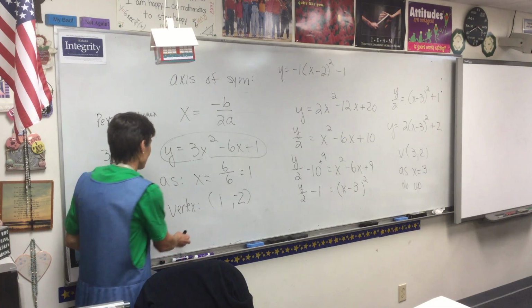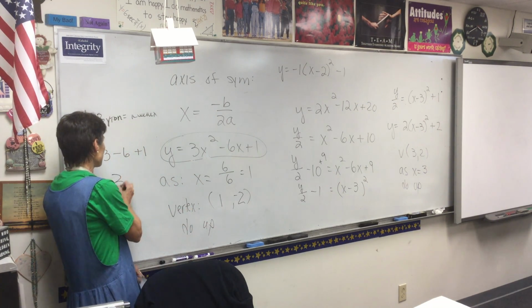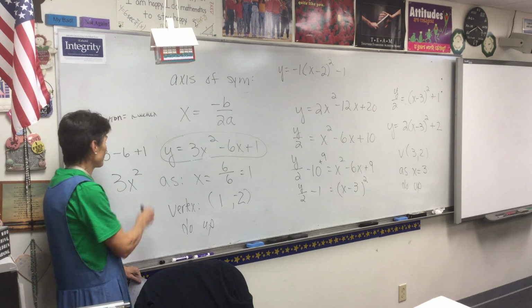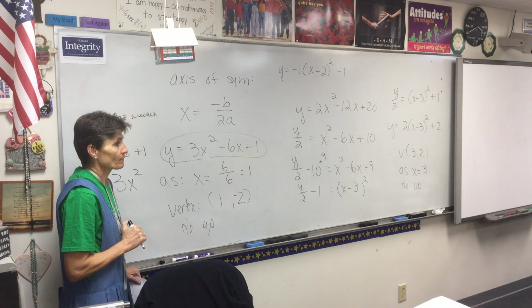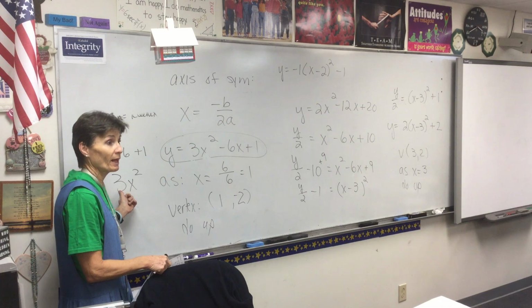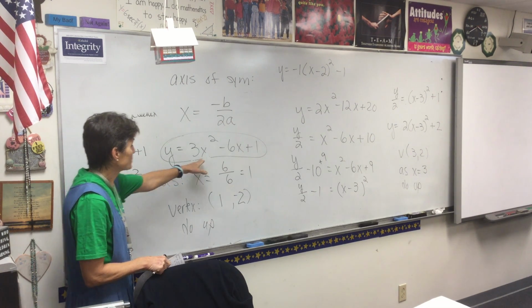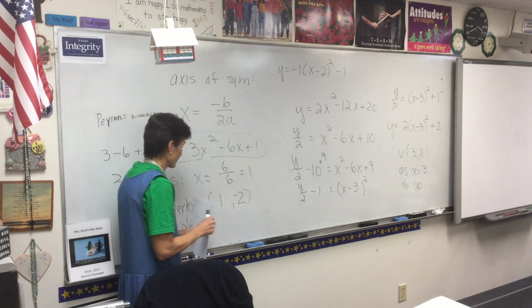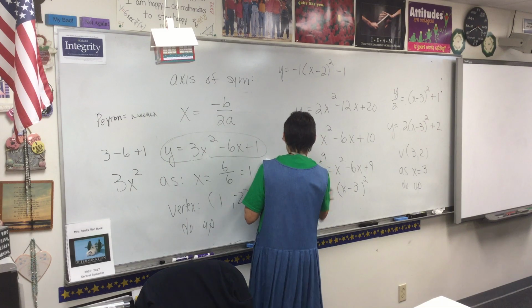What's our direction of opening? Let's remember PEMDAS, people. What does PEMDAS tell you to do first? Parentheses. And then exponent. So the first thing you do is square, and then you multiply. So first we square, then we multiply. So it'd be 1 squared times 3. Got it. All right.